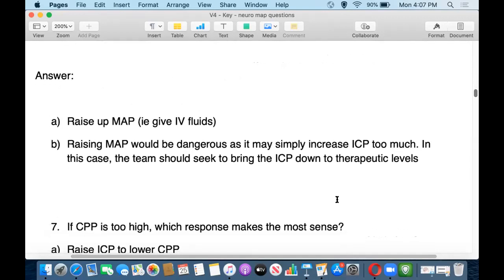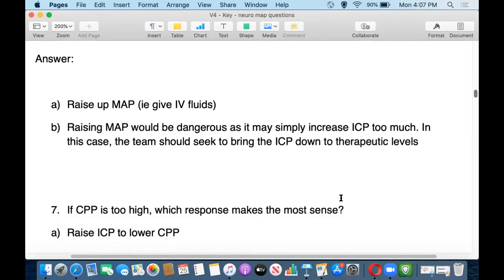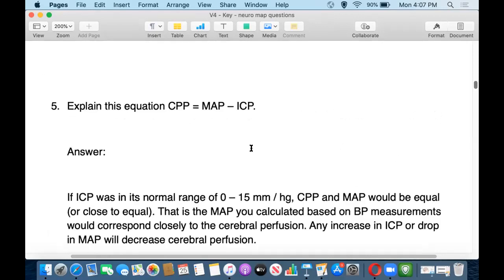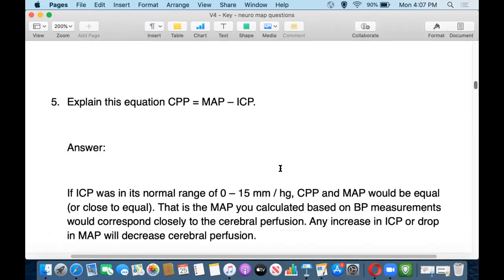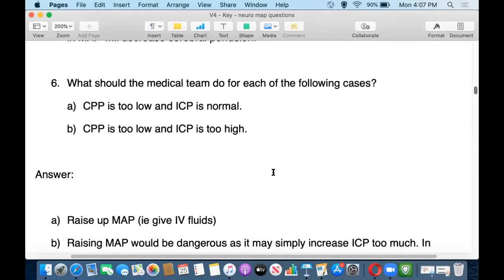If CPP is too high, do we raise ICP to lower CPP? Mathematically, in pure math, it makes sense. If CPP is too high, sure, raise ICP up and it will lower CPP. But medically speaking, you'd never seek to raise ICP. So that one definitely doesn't make sense. Not going to pick that one.